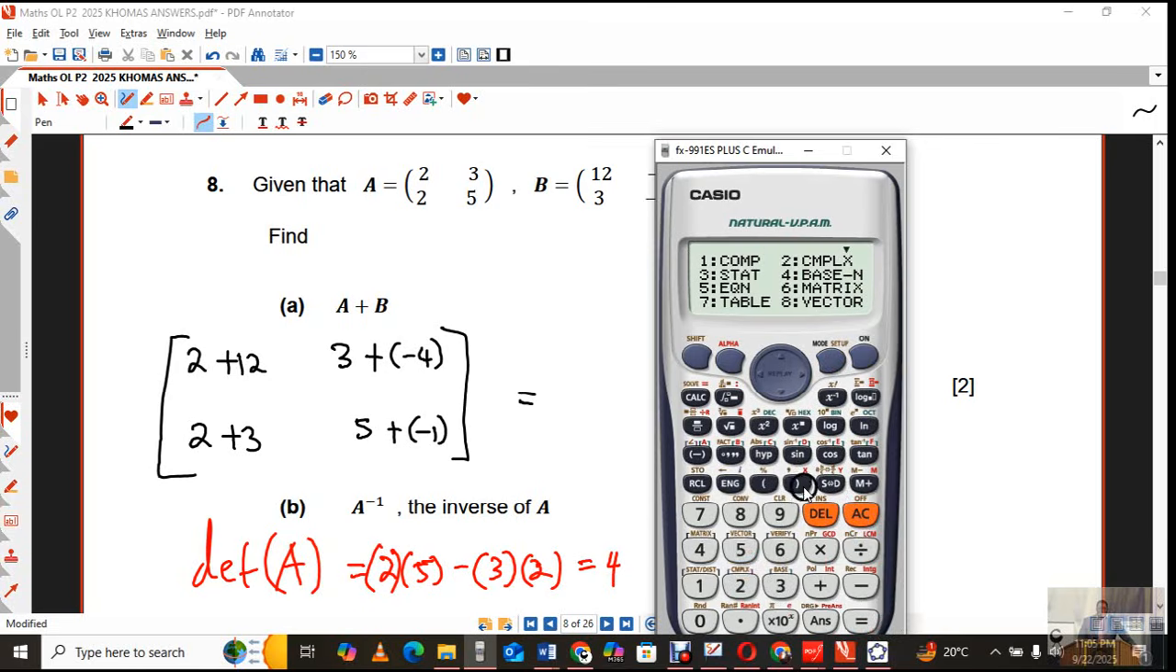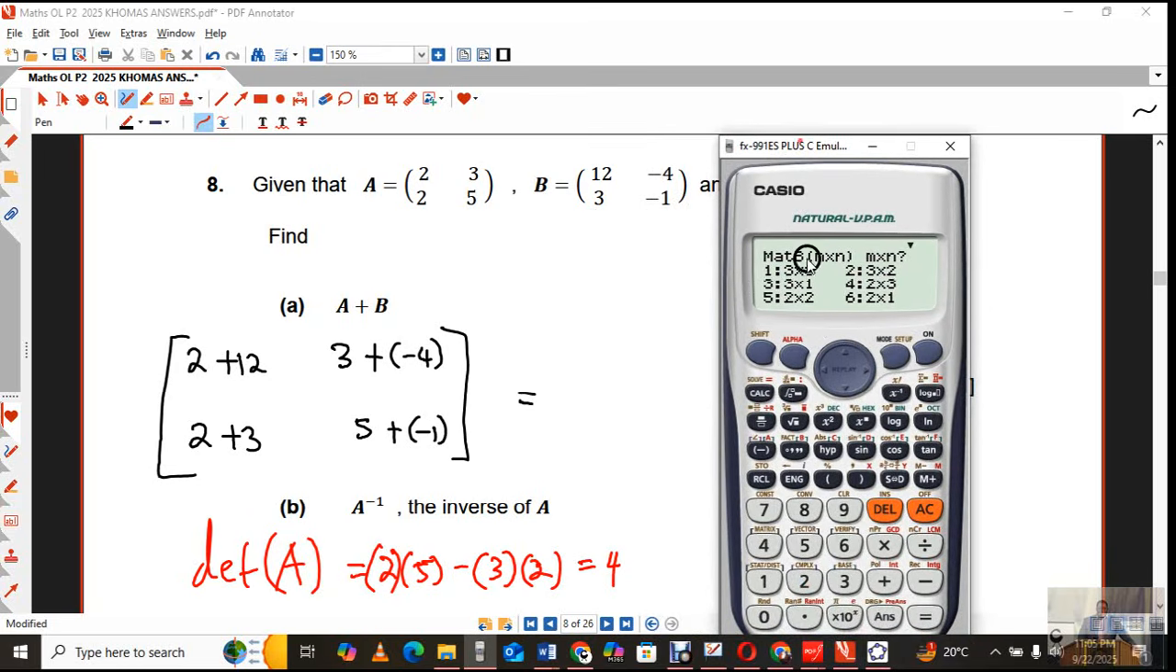So let me bring in matrix B. I'm going to use 2 for matrix B, and matrix B is also a 2 by 2 matrix, so I'm going to choose 2 by 2, which is 5. Adding the elements, that's 12 equals, negative 4 equals, 3 equals, negative 1 equals. Okay, so I have my matrices all stored.